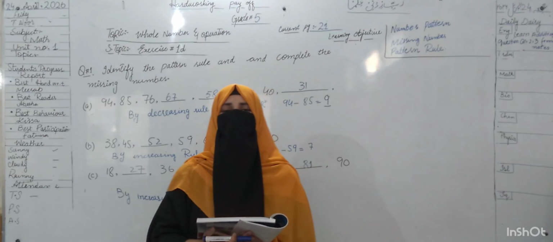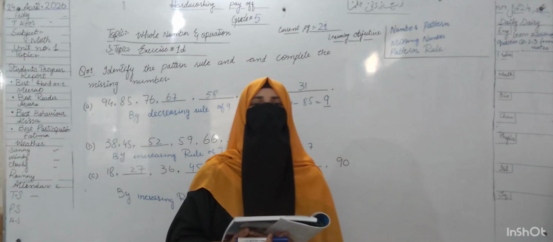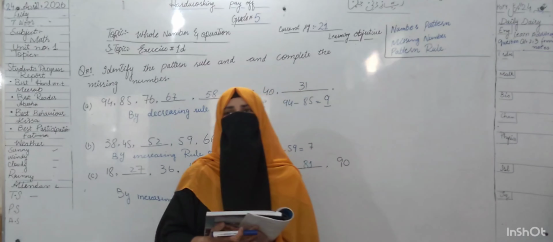So students, remember that when it is increasing order, it means ascending, and you add the term. And when it is decreasing order, it means you subtract the term to find out the next term.